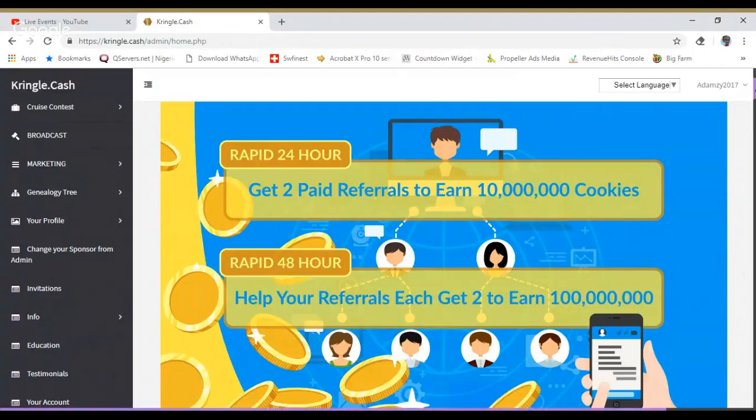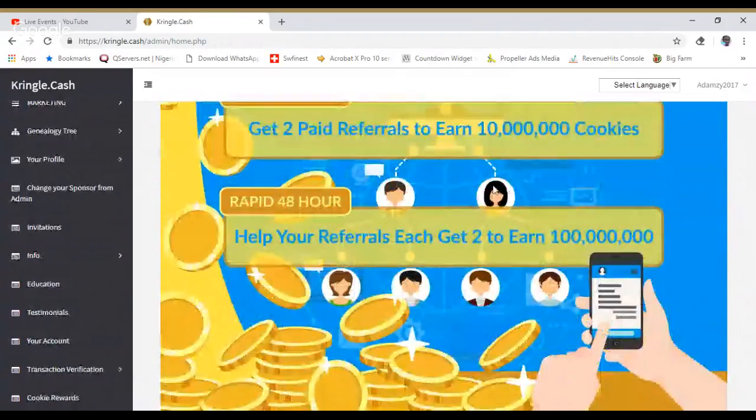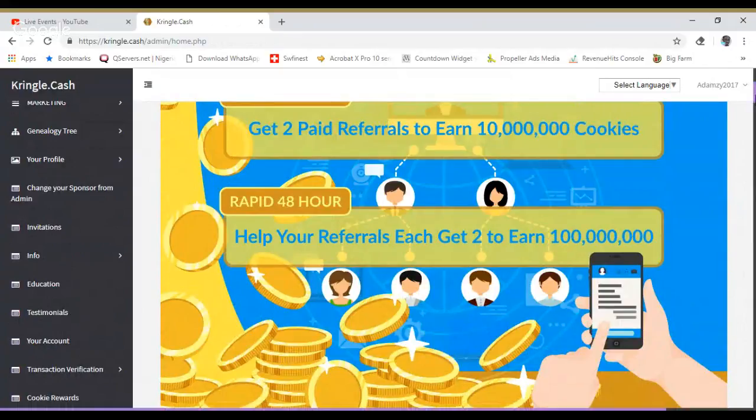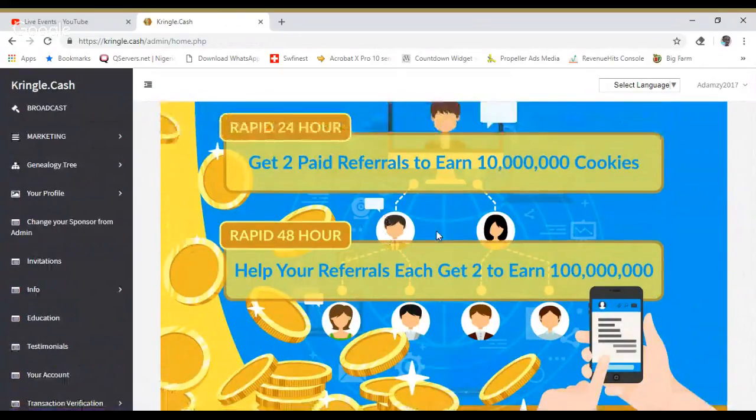So when you refer 2 people in a day, like in the morning, Mr. A comes, I want to join TB. You can also always advertise. You can also broadcast to get new members. But when you start in day one, what you need to do is you refer 2 people.